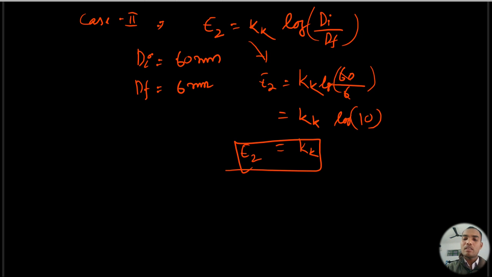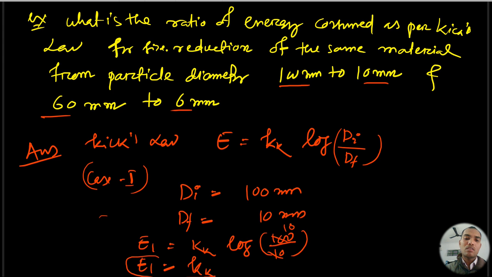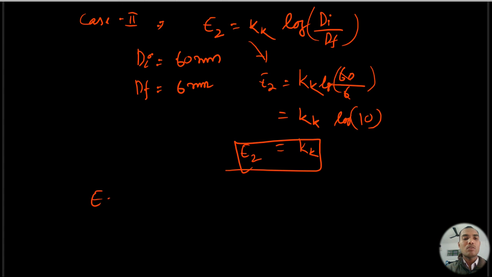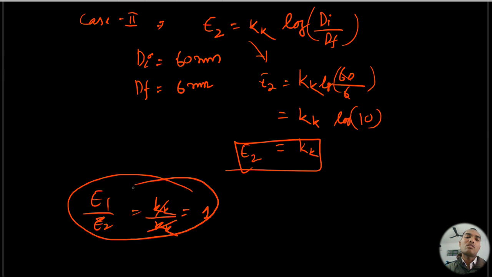So if I take E1 from the previous case 1, E1 equals Kk and E2 equals Kk. So E1 by E2 is nothing but Kk by Kk, which again gets cancelled, so it will be 1. So we can understand from this particular example that whether we are reducing our sizes from 100 millimeter to 10 millimeter or 60 to 6, whenever the ratio of the diameter of the reduction remains the same, we will get the same energy required.